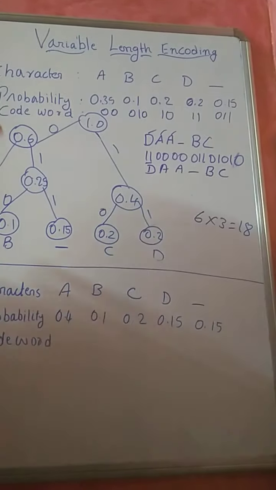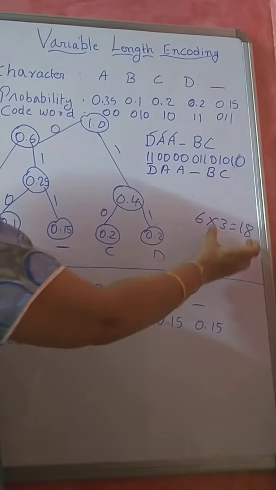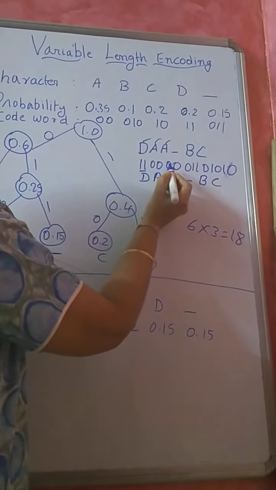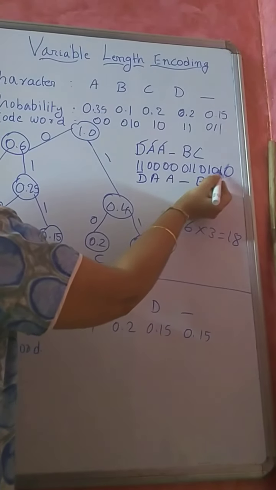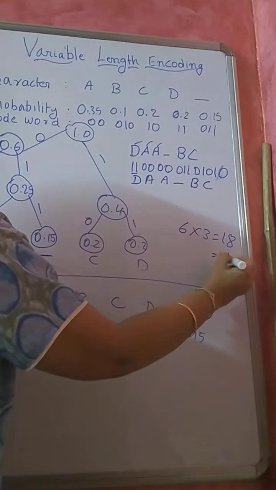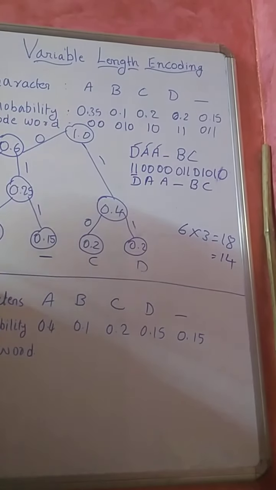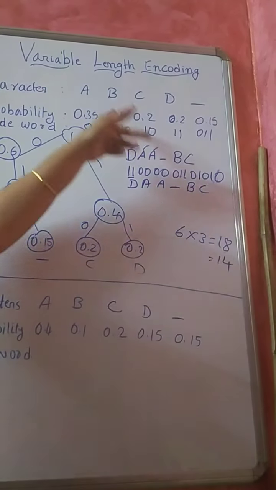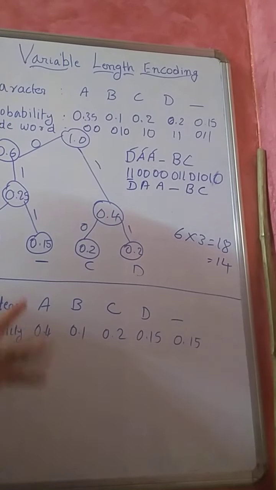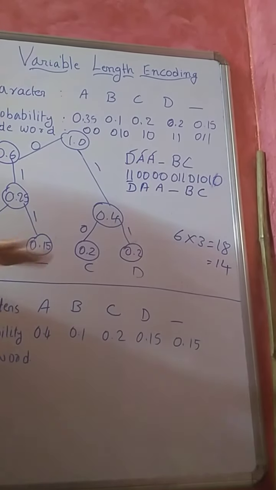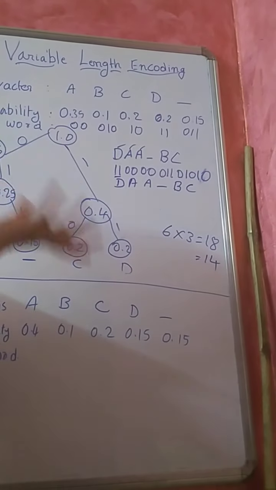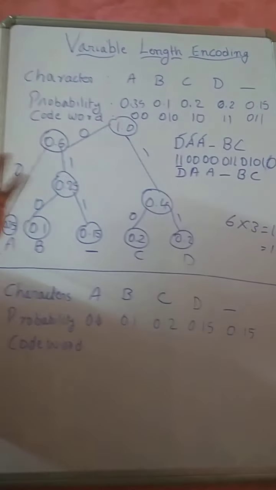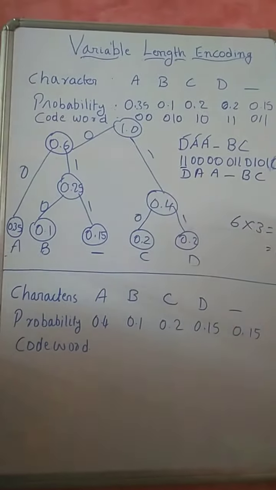Then how many bits are required in order to send this message? 18. How much is it through this? It is 1, 2, 3, 4, 5, 6, 7, 8, 9, 10, 11, 12, 13, 14. So here it is 14. So 4 bits are reduced in this particular case with variable length. If it is occurring one time, but assume that the same text occurs 100 times in the document, then 100 into 4, 400 bits of memory we will be saving. So that is the advantage of using this variable length encoding technique.